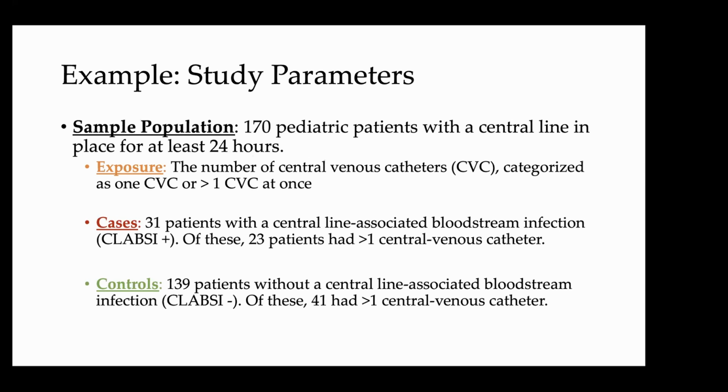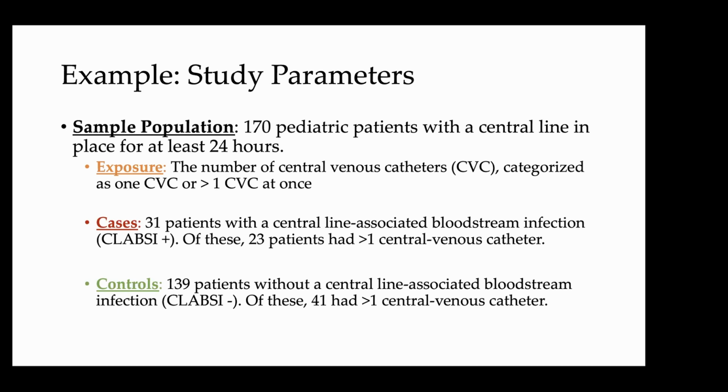Looking at this study, it's important to understand the parameters that we'll be discussing. Our population is 170 pediatric patients with a central line in place for at least 24 hours. And the exposure that our researchers are interested in is the number of central venous catheters, categorized as one CVC or more than one CVC at once. So we have our sample, we have our exposure.